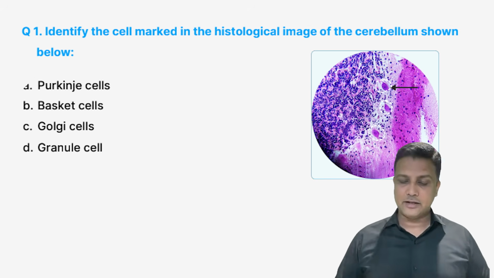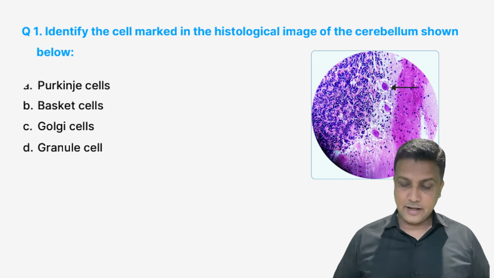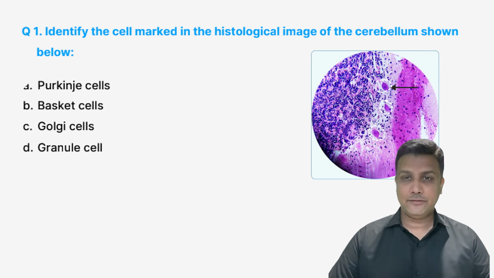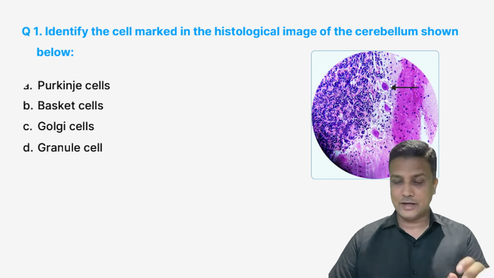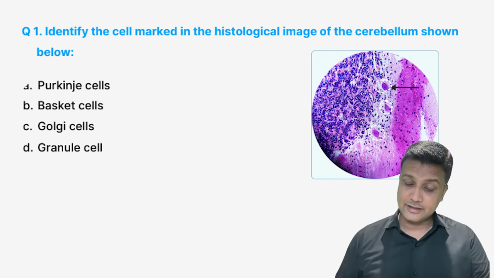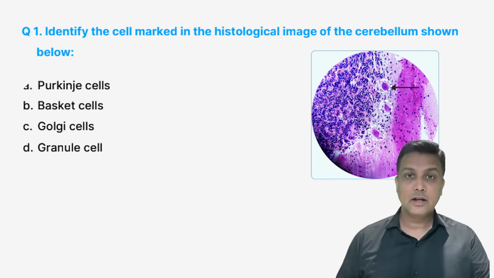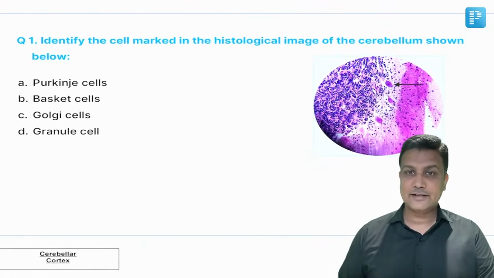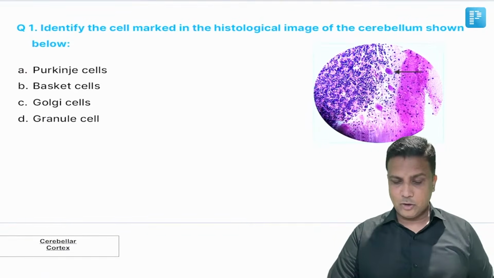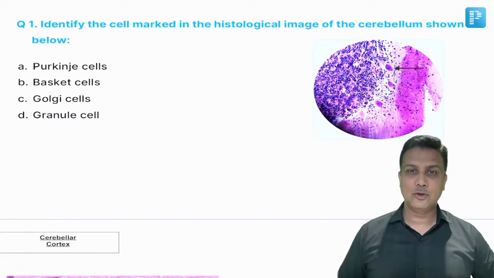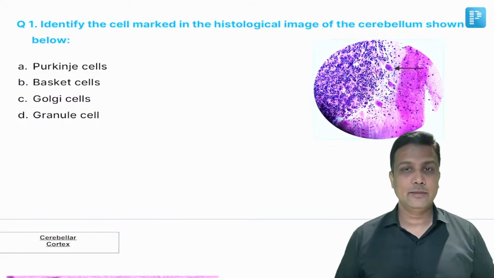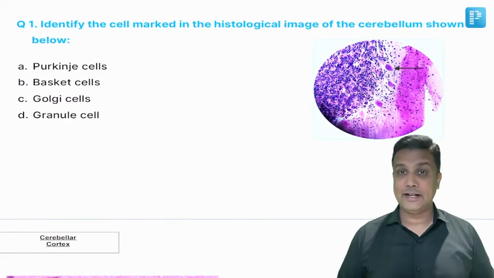Identify the cell marked in the histological image of the cerebellum as shown below. Now, this is one of the hot favorite questions of the examiners for your INI-CET, my dear friends. Remember, in your INI-CET exam, please remember that the cerebellum topic is very much important, and every time they have given this image of the cerebellum, a histological image, and there you have to identify the cell.